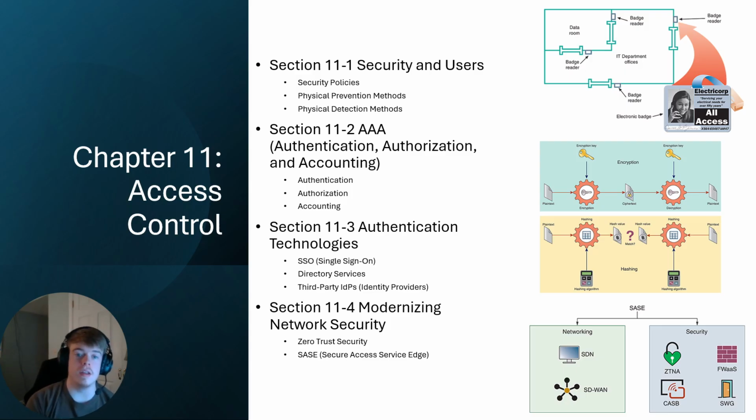Section 3, authentication technologies. There are a lot of different methods for authenticating. Some of them include SSO, or single sign on. There are various directory services that can be used for looking up credentials. And there are also third party identity providers. Section 4 talks about some more modern network security access control methods that are being used, like zero trust architectures and secure access service edge.